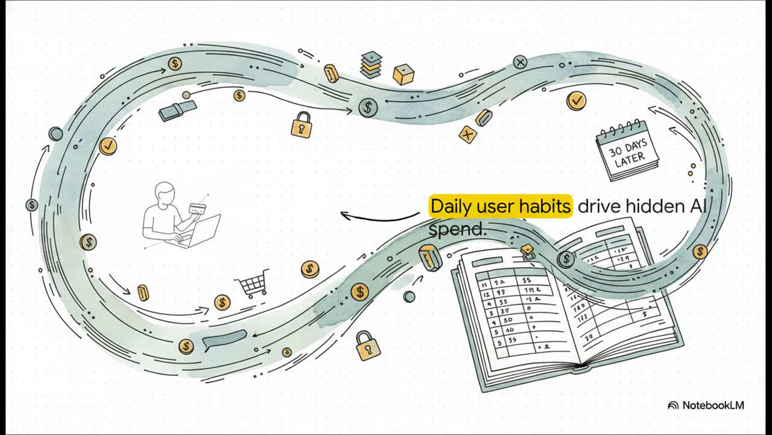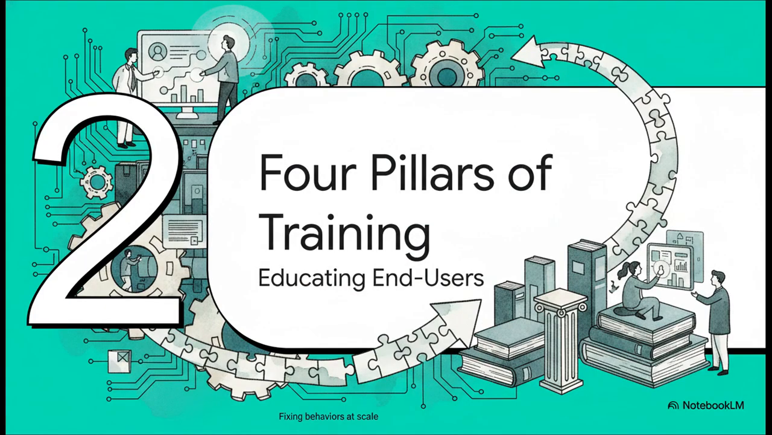To put that into perspective, an unoptimized daily workflow from just a single employee acts like a direct, continuous draw on corporate funds. Every single keystroke, every massive document they paste into a prompt entirely bypasses procurement. When an employee runs an inefficient prompt, there's no purchase order, there's no manager approval, it's just immediate token consumption that's going to land on the finance team's desk 30 days later. Which brings us nicely to section 2, the 4 pillars of AI training.